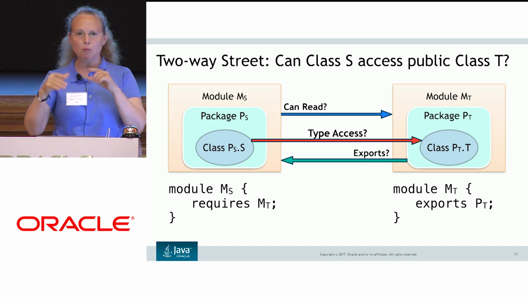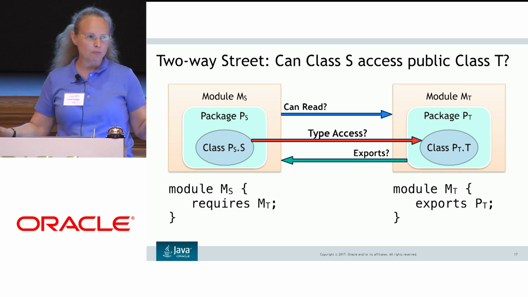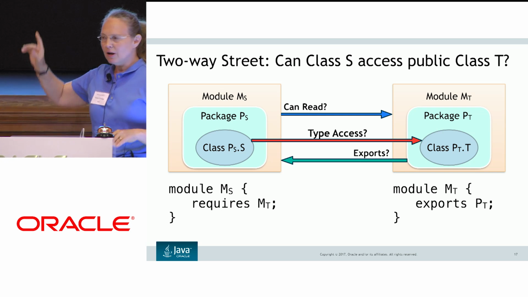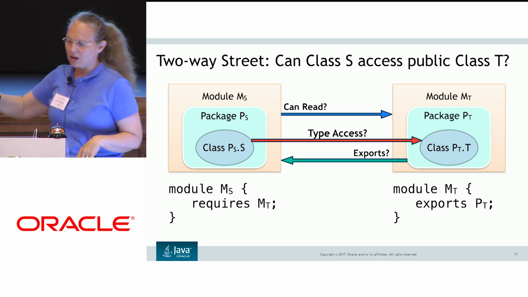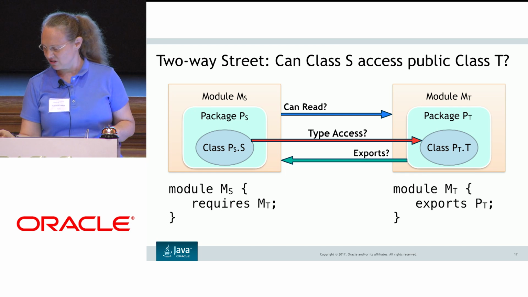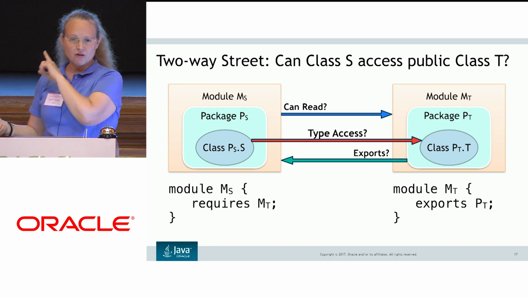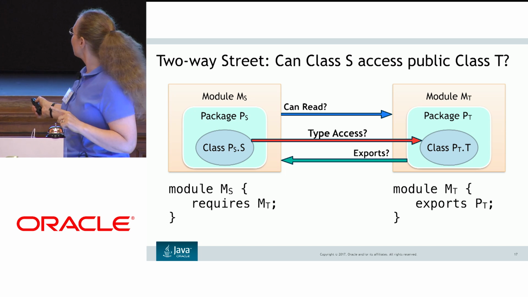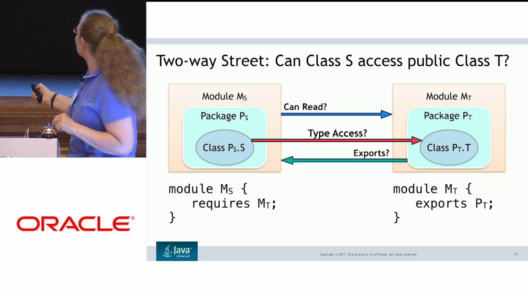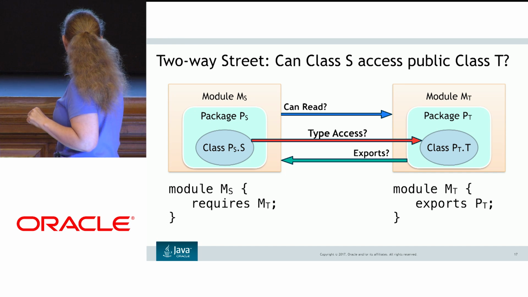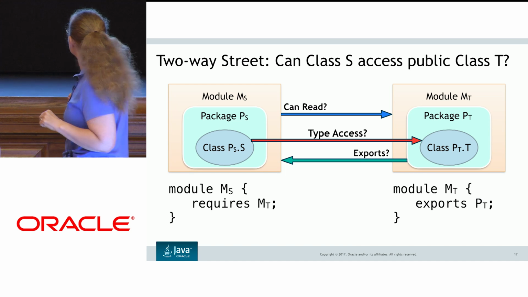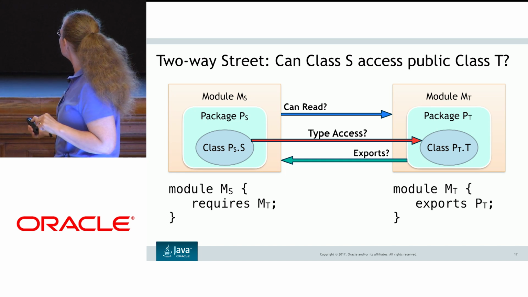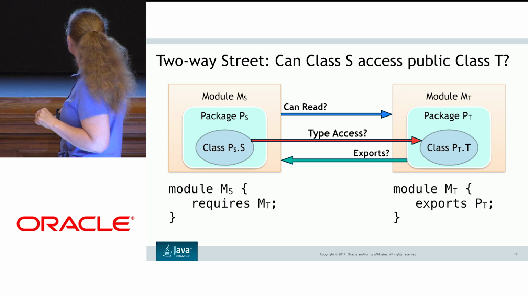Two-way street. So we're back to that original question. I've given you the module background. That's all I'm going to give you for background. The question is accessibility. So can class S access public class T? You'll be able to draw this in your sleep by the end of this talk. Class S in package PS in module MS. Can it access class T in package PT in module MT? So the question is type access from this type to that type.